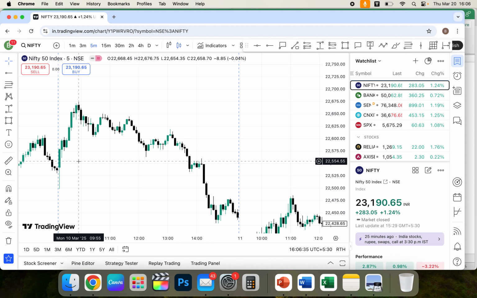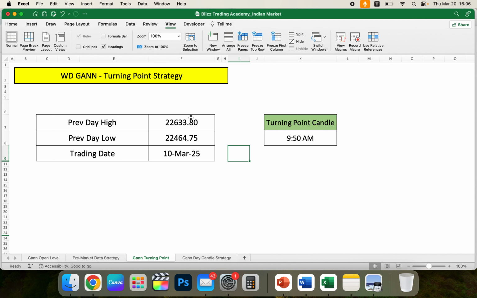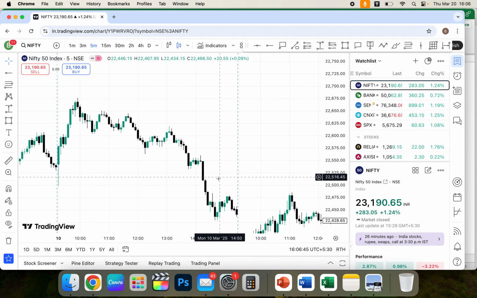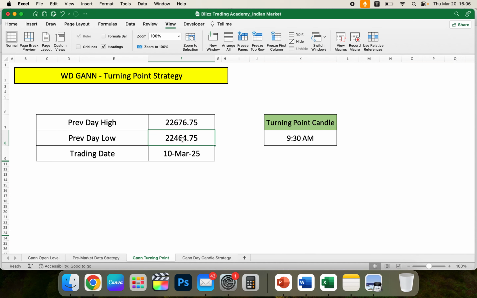The high is 22,676.75. The low is 22,429.05. Each and every number is very important, so you have to be very accurate with the number.